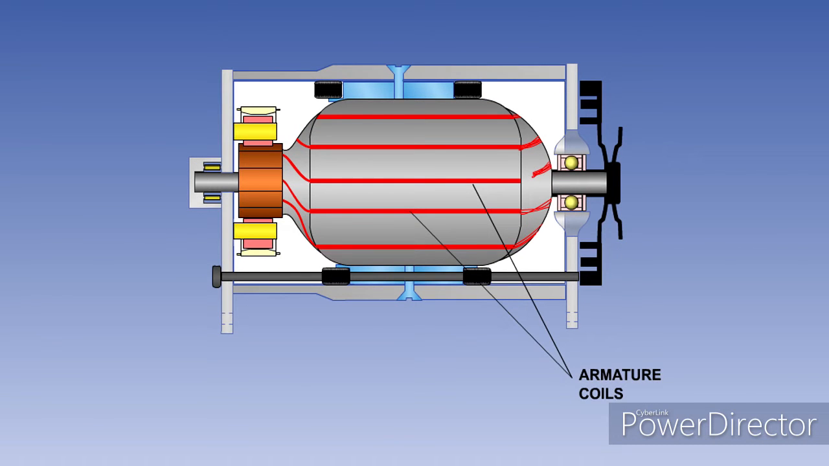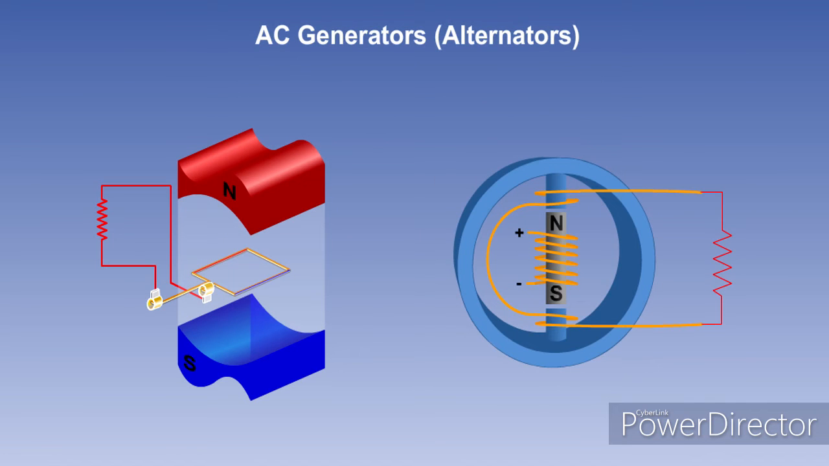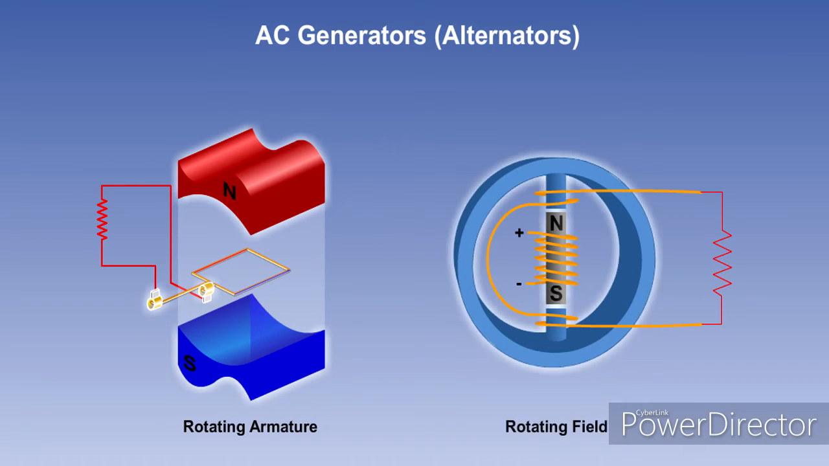In a DC generator, the rotating part is always the armature. In an AC generator, this is not necessarily true. There are two types of AC generator. They are the rotating armature type and the rotating field type.